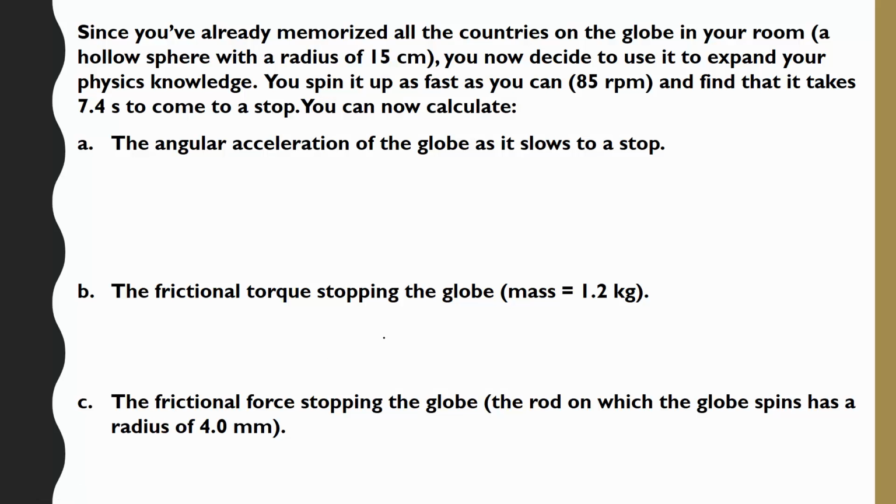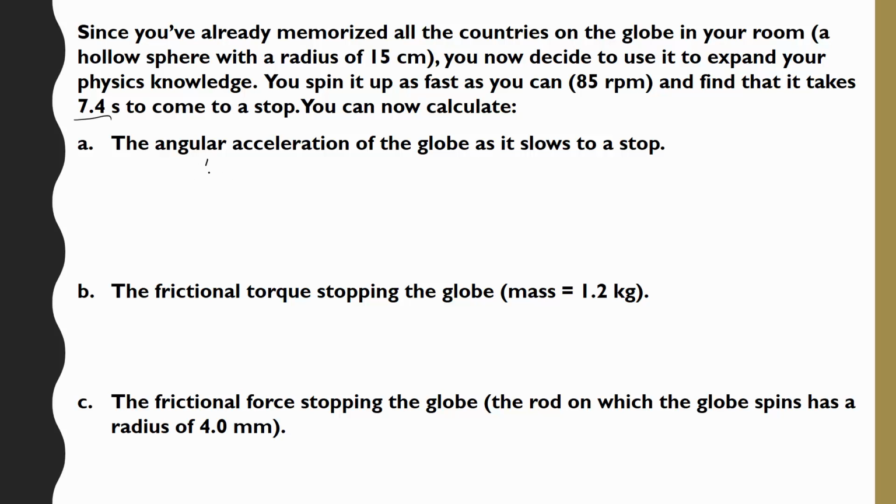Alright, the first one, you have a globe in your room and you decide to do a little physics experiment with it, so you spin it up as fast as you can and time how long it takes to stop. From that information you can now calculate a few things. Yes, you are a certified Davidson Academy nerd, but that's okay. We want to find the angular acceleration, so this is rotational kinematics that we're dealing with first here, and we like to start out by listing everything we know.